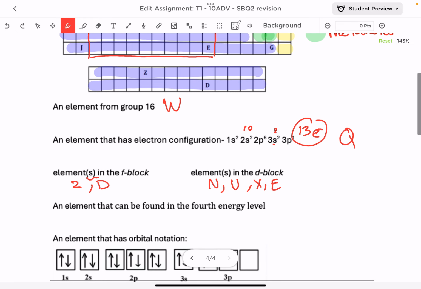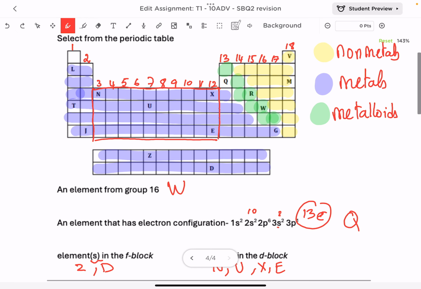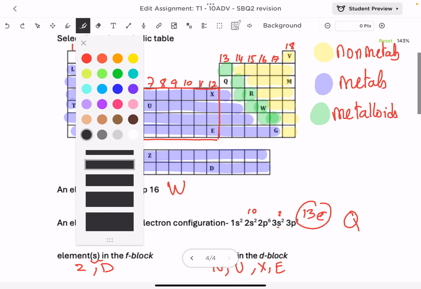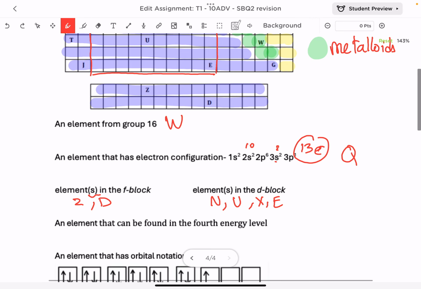An element that can be found in the 4th level. Okay. Let's change to black color. 4th level. That's period 4. An element found in the 4th energy level. You cannot choose from the D. So you can say only your answer is R.